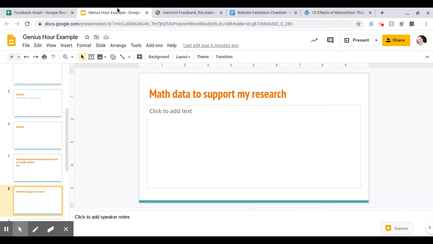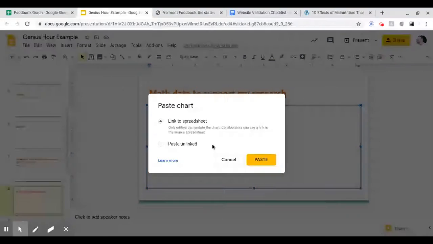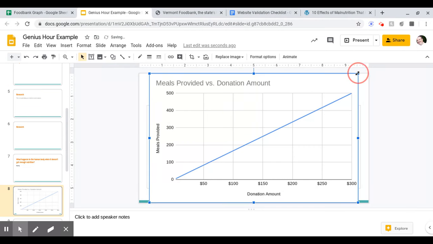And then I'm going to come back here into my Genius Hour, and I am going to paste. Only editors can update the chart. I think I'm going to paste it unlinked. And then I can resize it.